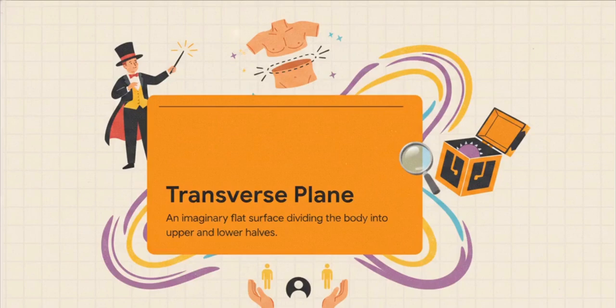Our third and final cardinal plane is the transverse, also known as the horizontal or axial plane. This imaginary flat surface divides the body directly into upper and lower halves.